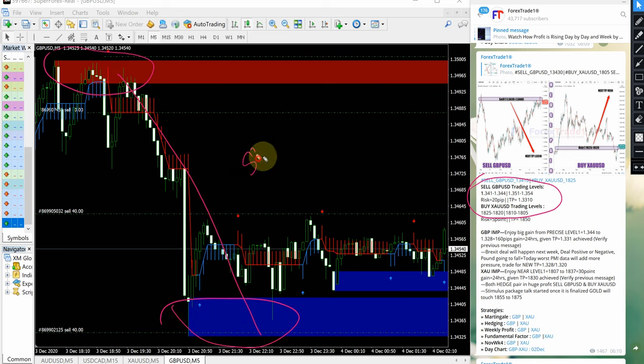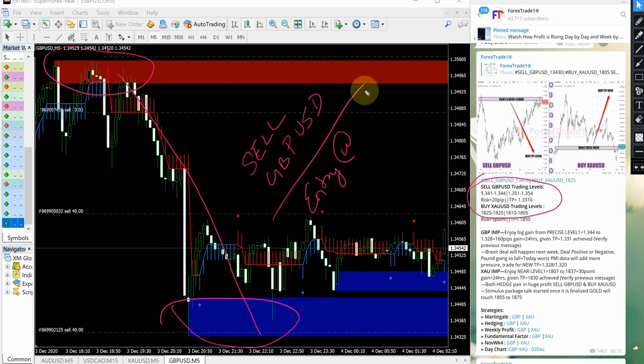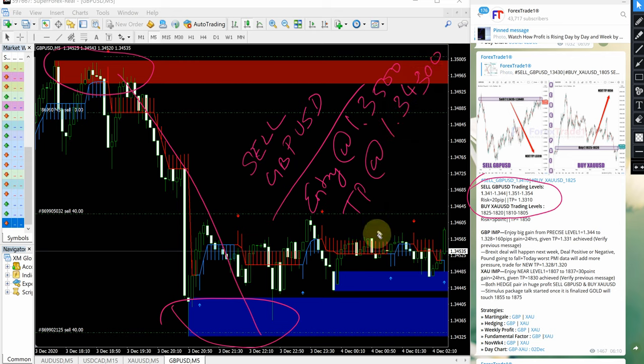So sell GBPUSD, entry at 1.3500 and TP at 1.3430, which is 70 pips gain. 70 pips gain on the sell GBPUSD signal.